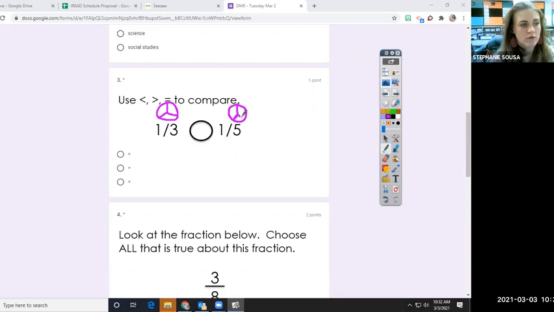1/3 and 1/5 look like this. Well, not like that. That was a goofy thing. Like this. 1/3 is a much larger piece than 1/5 because it is less pieces on the whole. And the less pieces we have to cut up, the bigger those pieces are.